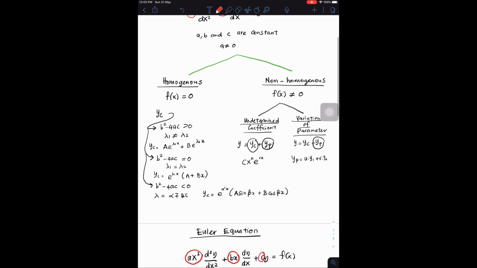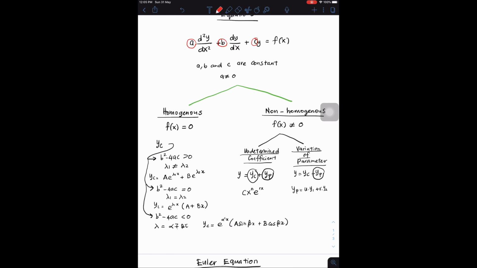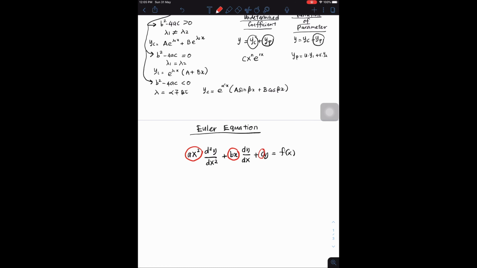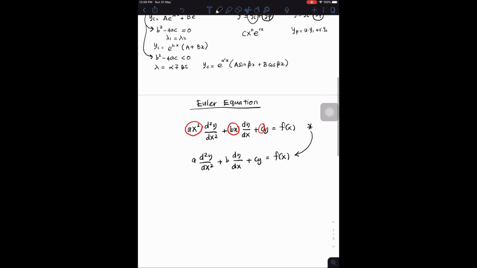To solve this Euler equation, we first need to change it into a general equation, before we can choose any method to solve the differential equation. So how do we change this form into the general form? I write down the general form here: a d square y over dx square plus b dy over dx plus cy equal to f(x). Now we need to change from the Euler form into this general second order differential equation form.